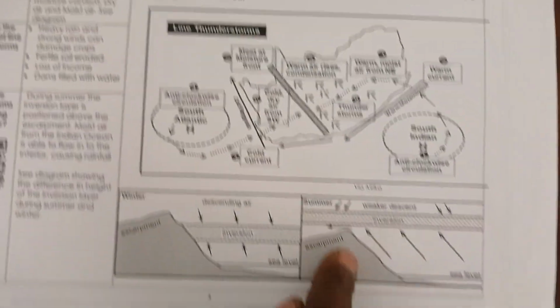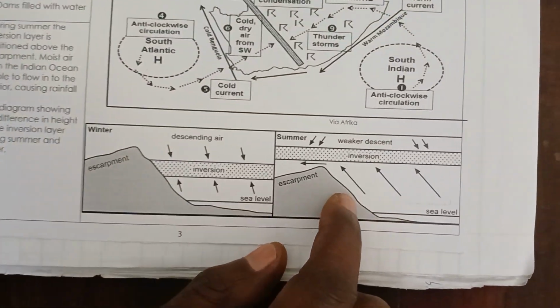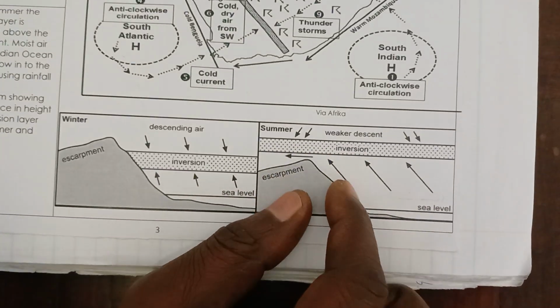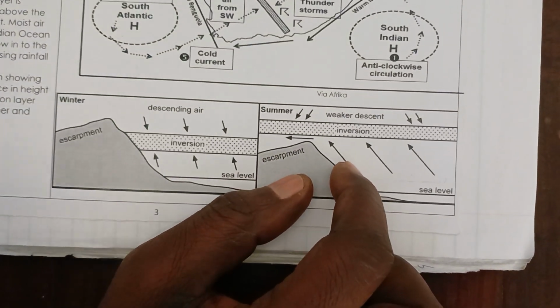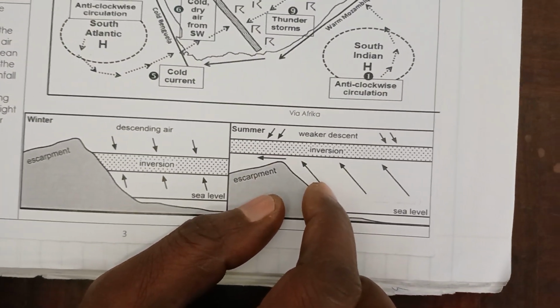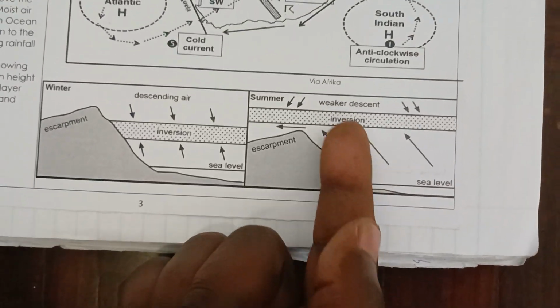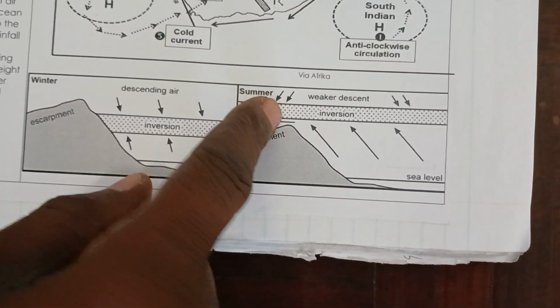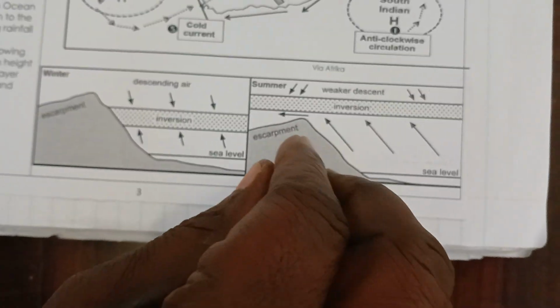Okay, but now in summer, as you can see now our Kalahari High is inactive, it's not that very active. Hence now the warm rising air is able to go above the escarpment, resulting in the formation of rainfall, formation of clouds, and stable weather conditions.